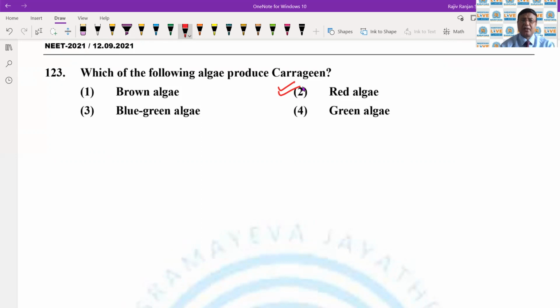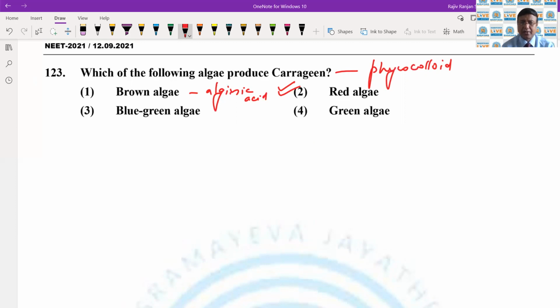Carrageen is basically a component of the cell wall of red algae. So it is a phycocolloid, like agar, that is also found in the red algae. So it is used in many applications, for the manufacture of ice cream as also paint, as also shoe polishes, etc. Brown algae give algin, obtained from alginic acid. Blue-green algae and green algae are not the source of carrageenan. So the correct option is 2, red algae.